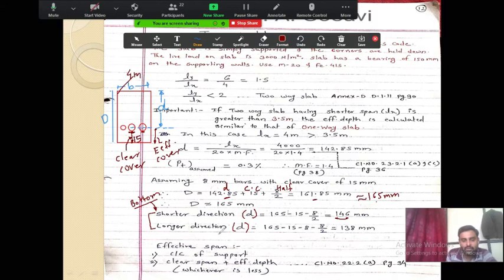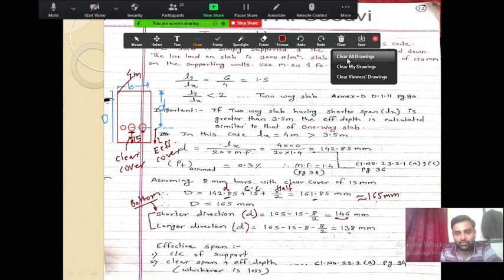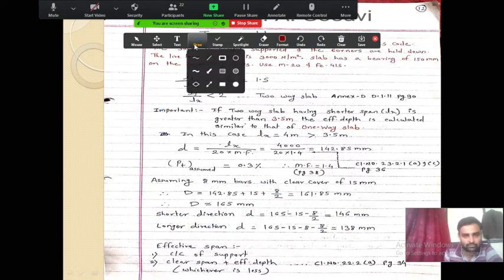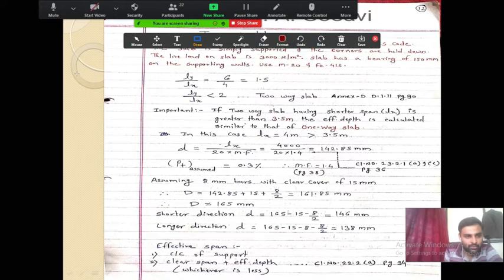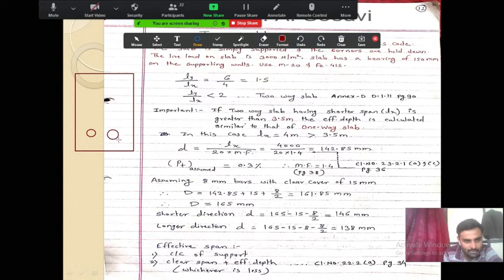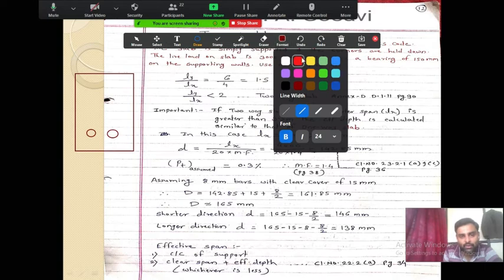Now after this, the depth in the longer direction is 165 minus 15 minus this bar diameter minus half of bar diameter, that is 138 mm. So I will tell you how these values, 146 and 138, come, with the help of a diagram. So I will draw one diagram here. Now this is our cross section, and these are the bars. Now I will draw the axis.